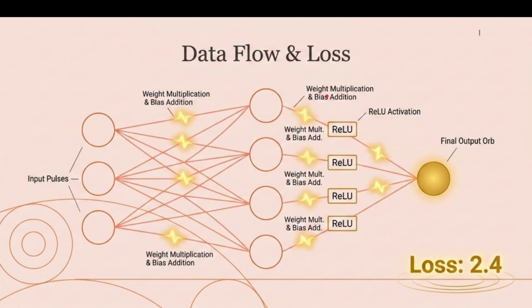Data flow and loss. Now let's look at how this machine actually runs. It happens in a two-step cycle. Step one is the forward pass. This is where the model makes a guess.